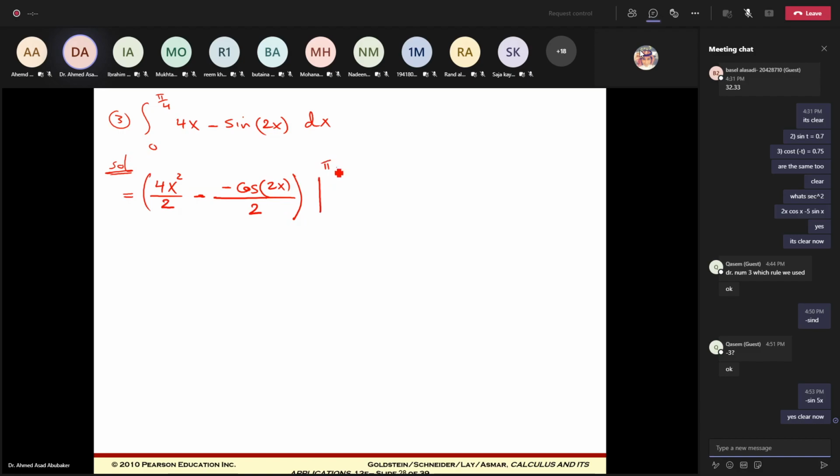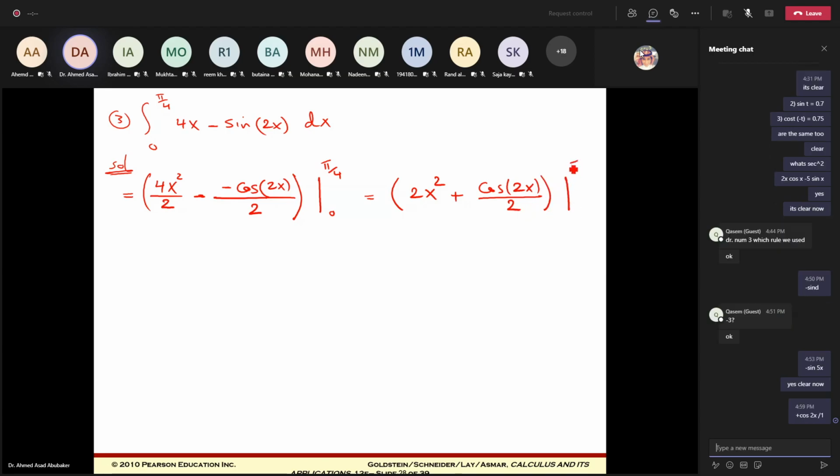Now we need to substitute pi over 4 and 0, but before that we have more to simplify. 4 over 2 equal to x squared, like this, negative, negative plus cosine 2x over 2. Now we can substitute pi over 4 and 0.